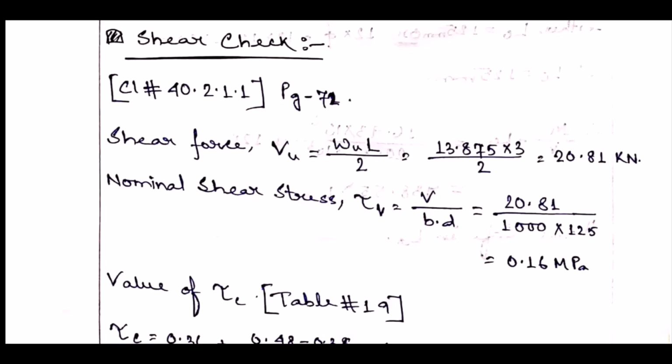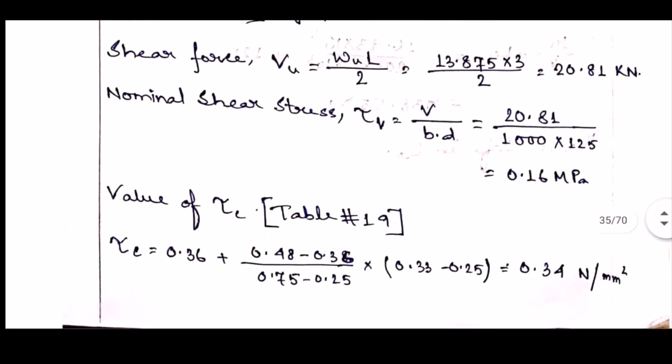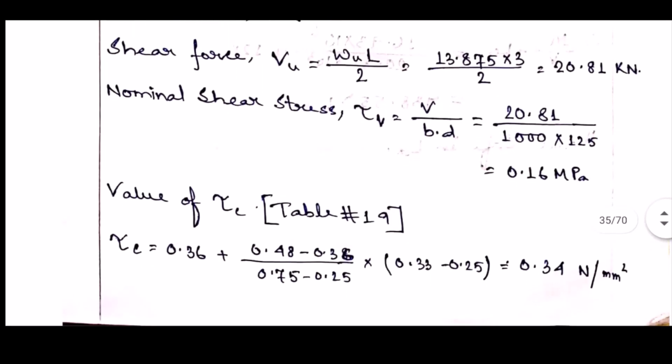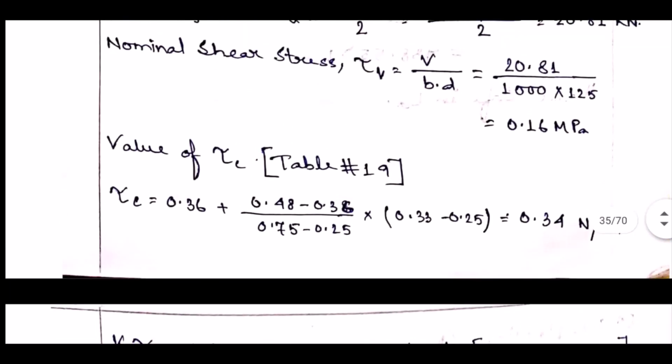Now the nominal shear stress tau V is equal to V by BD. V is 20.81, which we calculated just now, by B is 1000 into D is 125, that is equal to 0.16 MPa. Now the value of tau C is from table number 19. So from table number 19 we have to find out the value of tau C. Okay, so let's go to table number 19. After that we will get back here. We know the percentage of steel is 0.33, so let's go to the code.